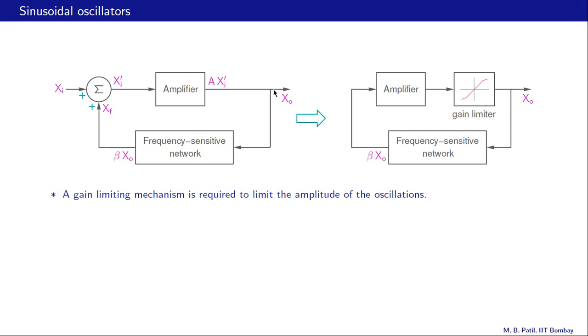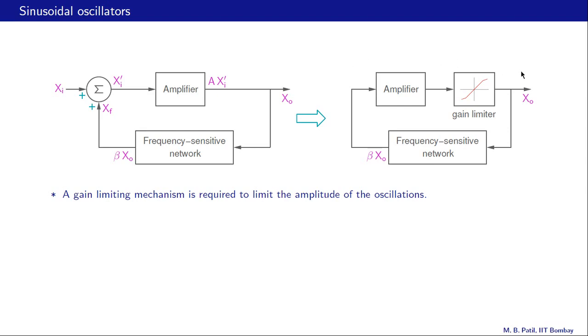Here is our feedback amplifier, and as we have seen, this circuit will oscillate. That is, we can even remove this Xi and still get a sinusoidal output if we satisfy the Barkhausen criterion, which is A of j omega times beta of j omega equal to 1. So the product of these two should be equal to 1, and that will happen only at one specific frequency. Let us call that omega 0, and that is what we will get at the output. So Xo will be a sinusoid of frequency omega 0. But we have not said anything about the amplitude, and let us discuss that now.